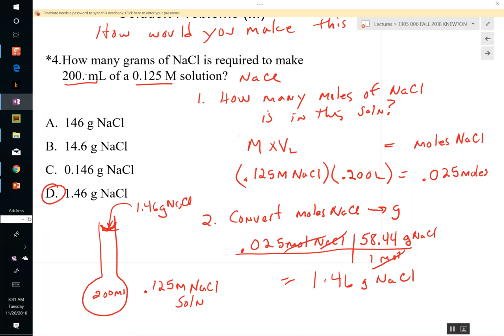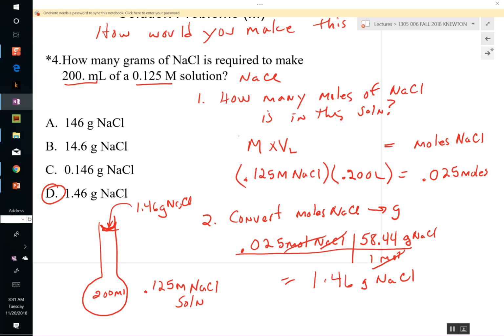Realize that the very first thing you have to do is figure out how many moles are there, and then convert the moles to grams, because molarity is moles per liter. It's not grams per liter, it's moles per liter.